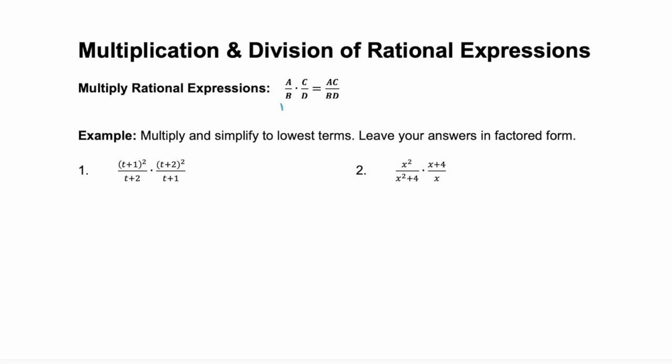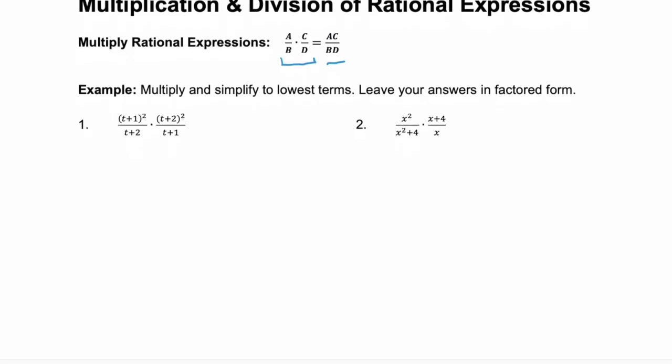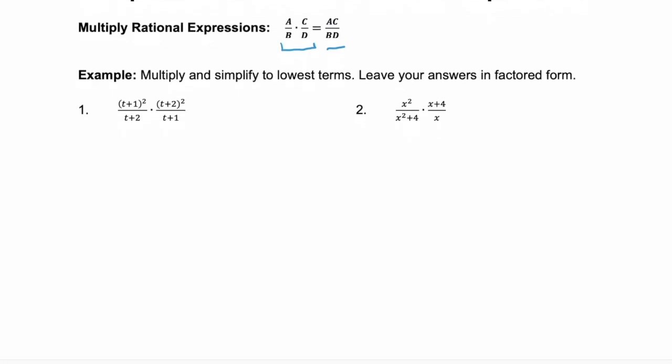So if we have the rational expression a over b, and we multiply it by the rational expression c over d, we just multiply the numerators and multiply the denominators, and we get the new rational expression a times c over b times d. So let's look at two examples here. We're going to multiply and simplify to lowest terms and leave our answers in factored form.